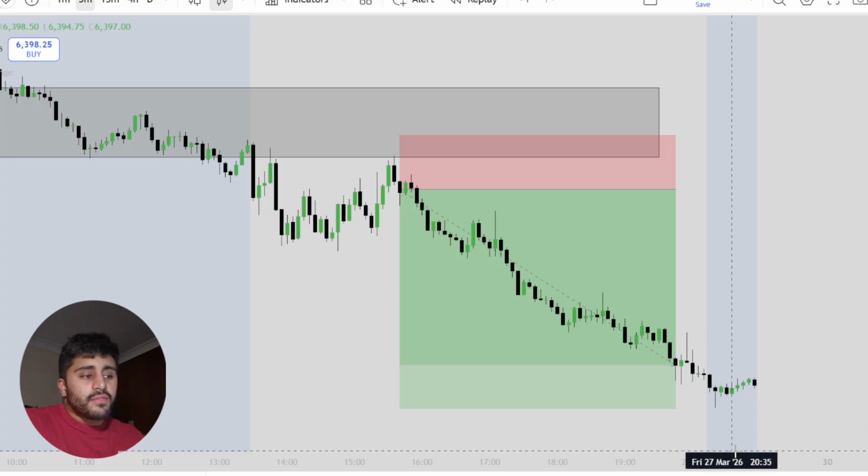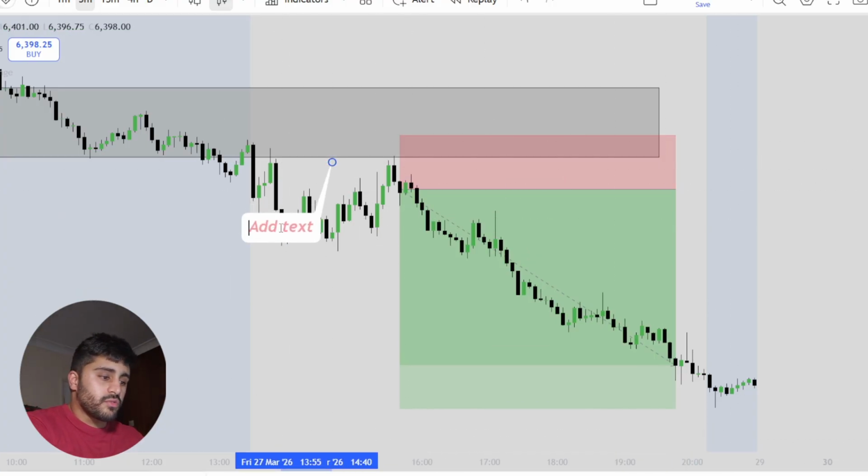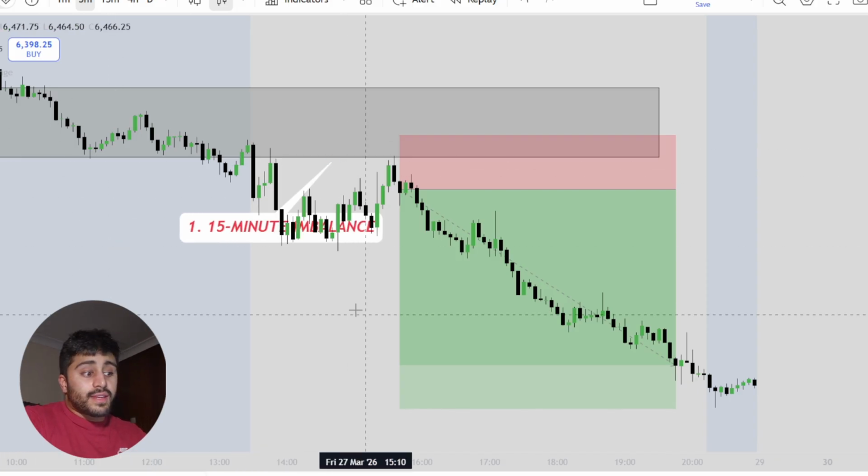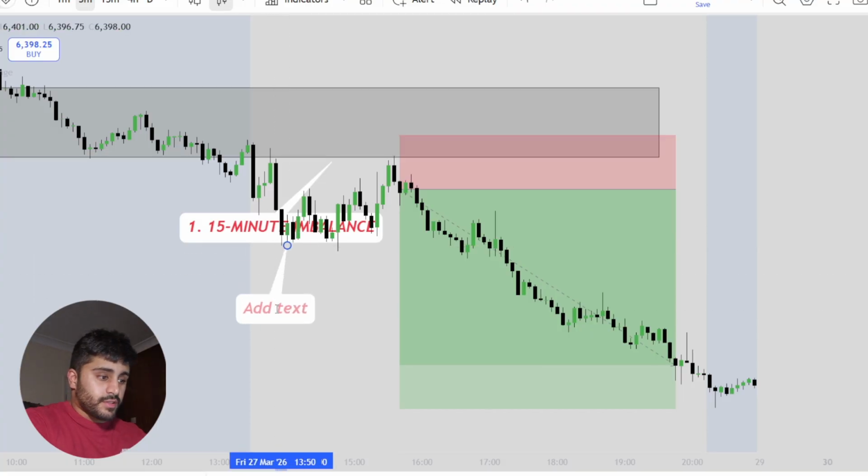So for example, this is an ES level here on the 15-minute time frame, and it only comes down to these two things. The first thing is I'm looking for a 15-minute imbalance. I'm going to talk about what that is. And the second thing I'm looking for is an absorption. So this is an absorption. So what do I mean by these two things?